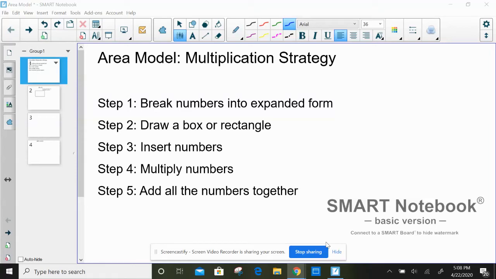In this video, I'm going to explain what area model is. The area model is a multiplication strategy. There are 5 general steps for area model. First, you want to break numbers into expanded form, then draw a box or rectangle, insert numbers, multiply numbers, and then add all the numbers together.